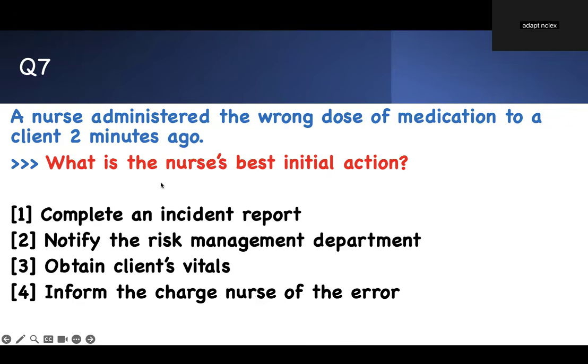A nurse administered the wrong dose of a medication to a client 2 minutes ago. What is the nurse's best initial action? The word said initial. Initial, all the answers are right, but which one is the most important? Initial step you should take. Complete an incident report. Notify the risk management department. Obtain client vitals. Inform the charge nurse of the error.